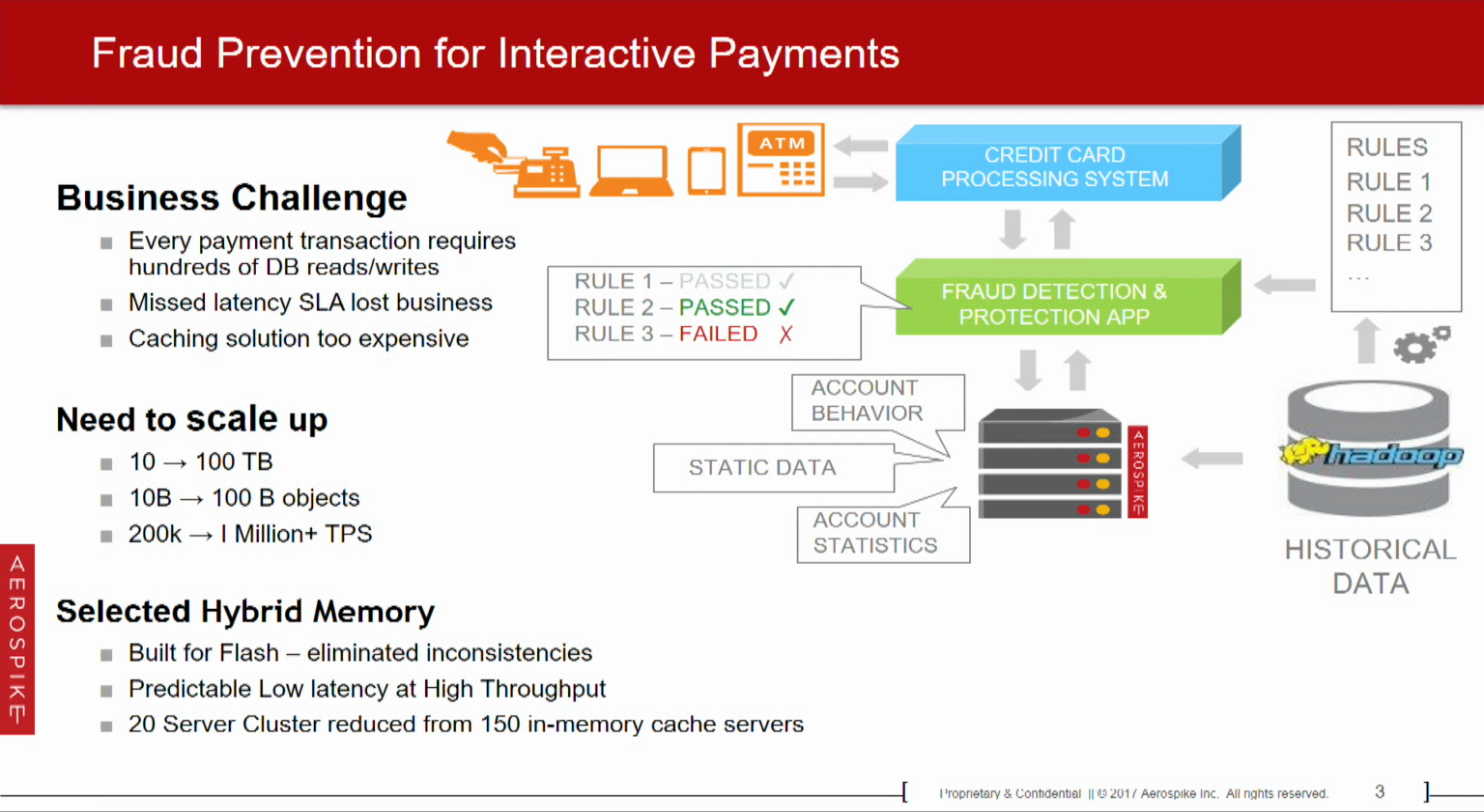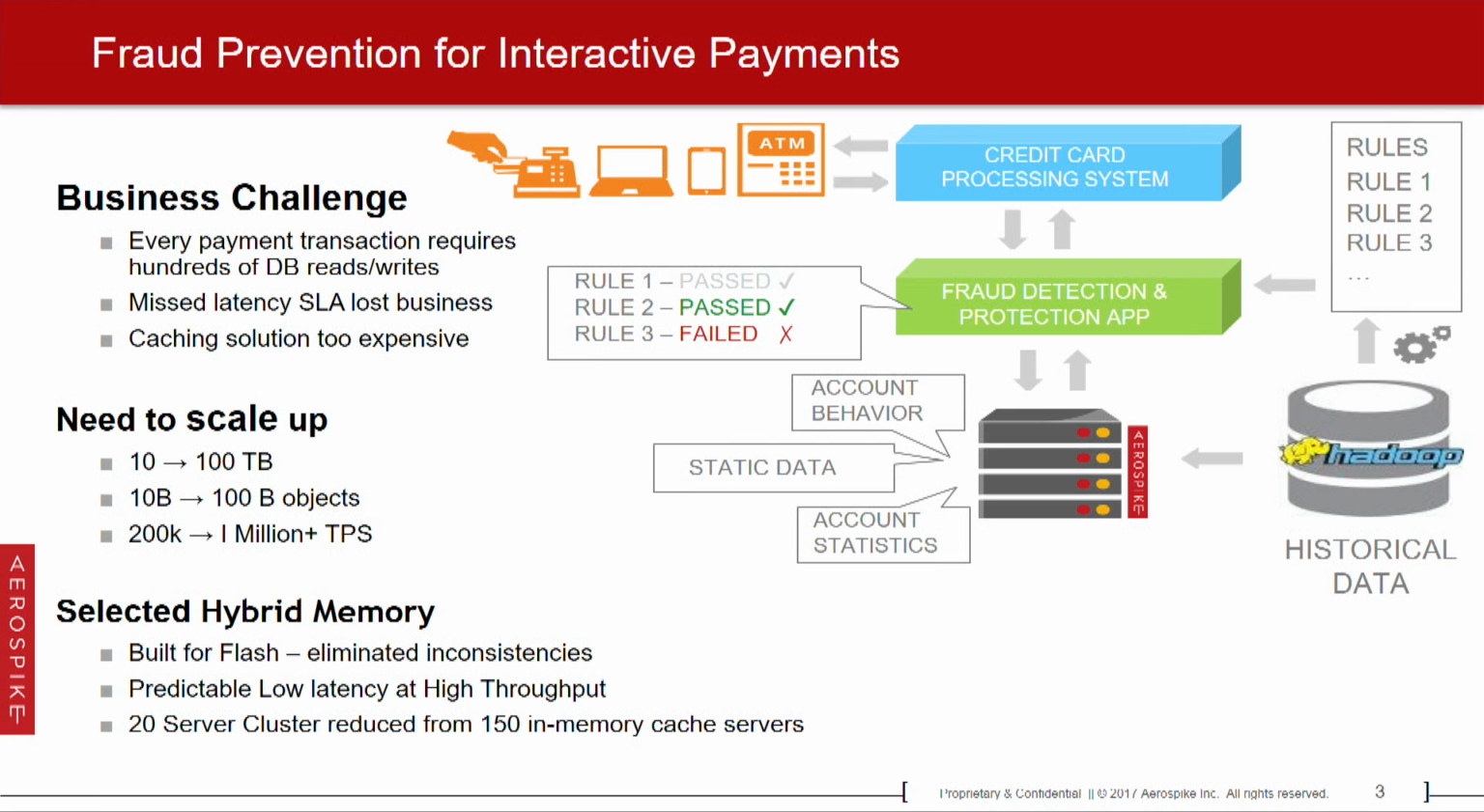So the first one I will talk about is a use case in fraud prevention for interactive payments. We'll see a little bit more about the fraud infrastructure here. This is from a real deployment from a company in the Valley actually. They ended up using a traditional relational database with a cache architecture in front, which is pretty much what everybody does when they want to scale high.